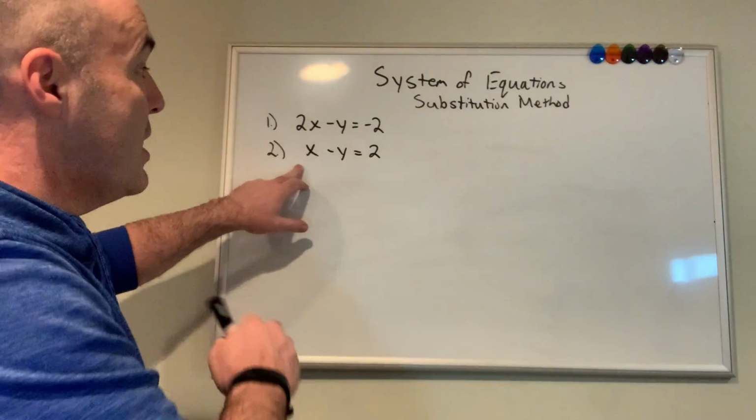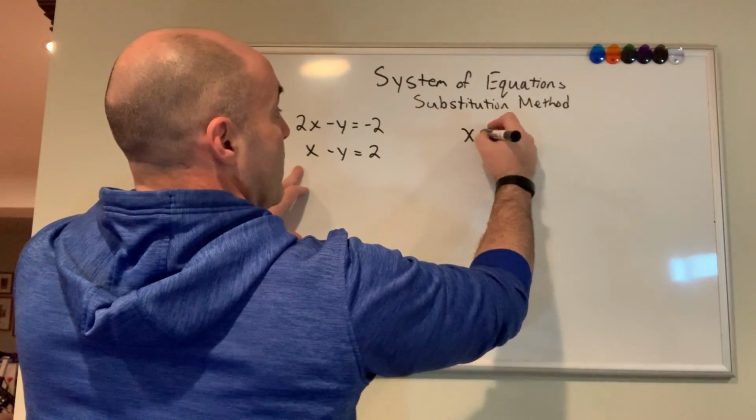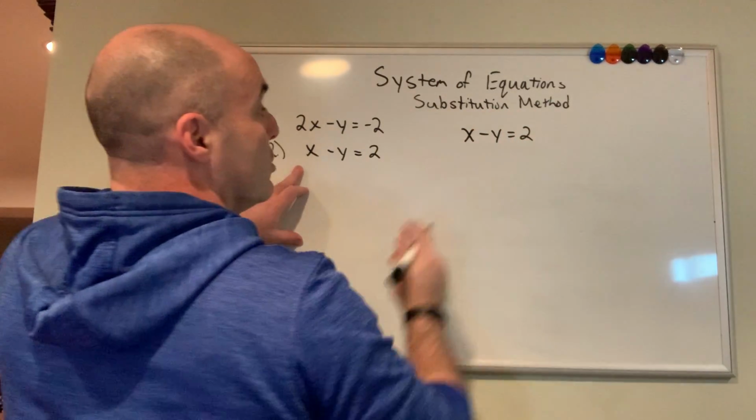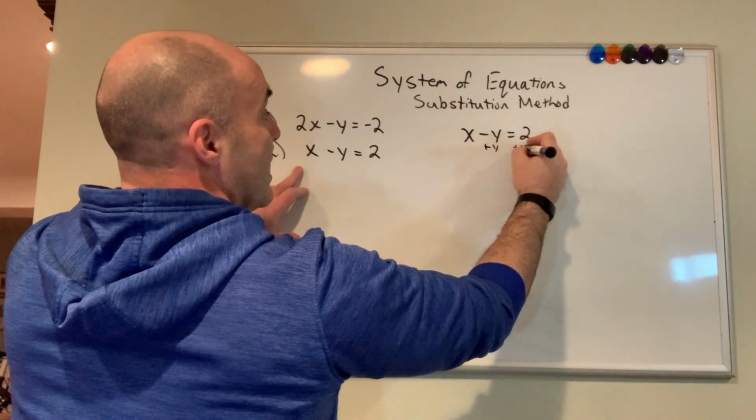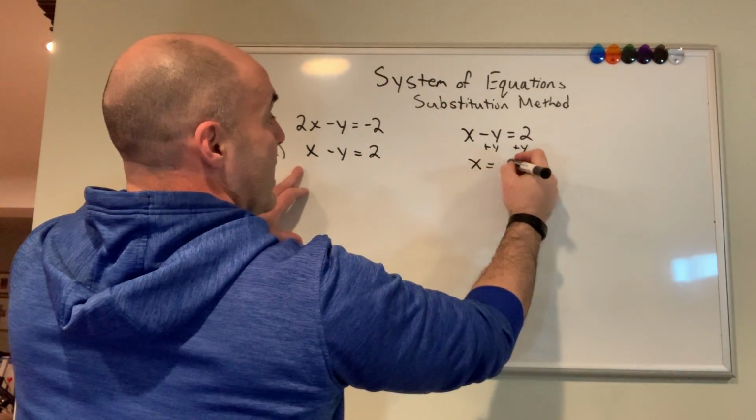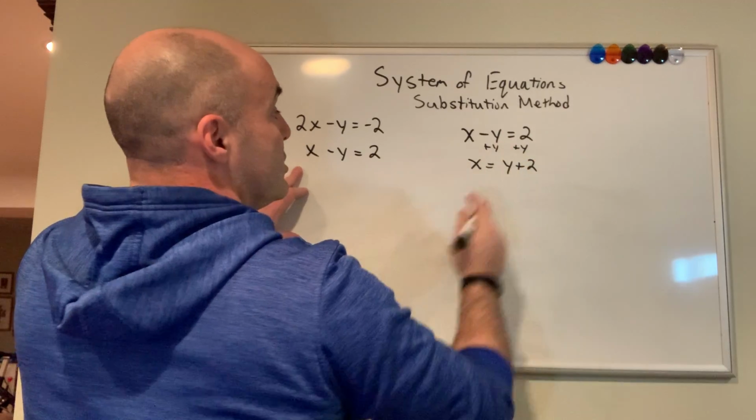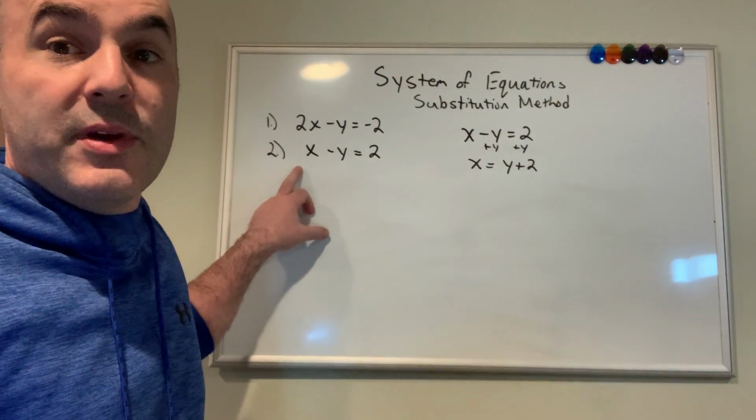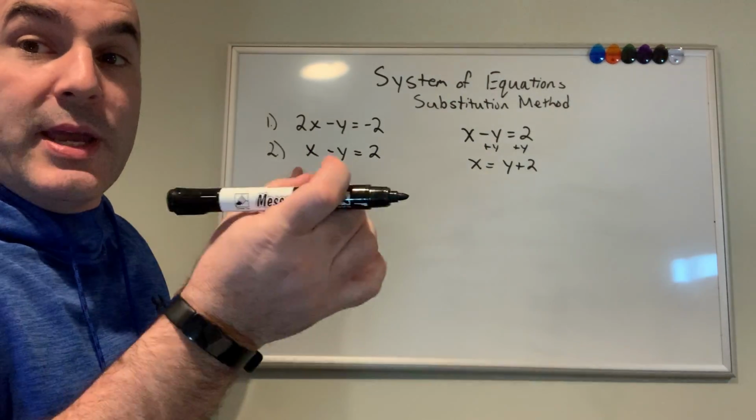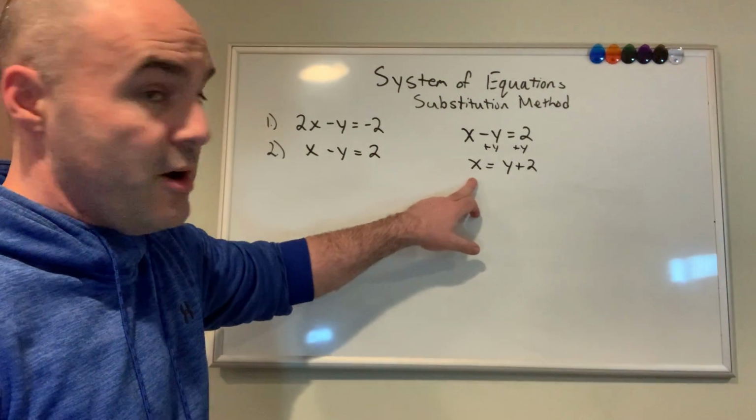So I'm going to take equation 2, x minus y equals 2, and I'm going to add the y to both sides. So x equals y plus 2. I could have put 2 plus y or y plus 2. It doesn't matter. I'm not graphing. I'm just rearranging it so I can solve for one of these variables.